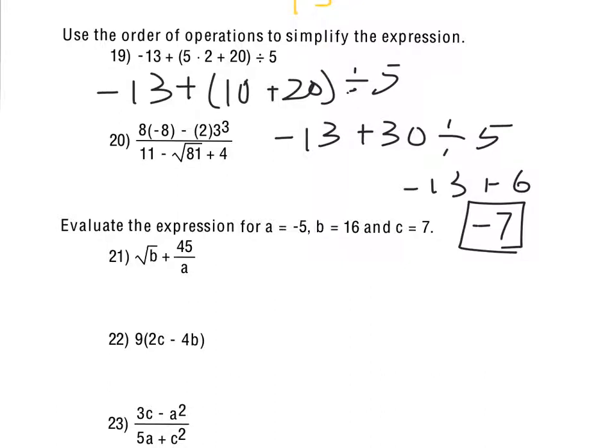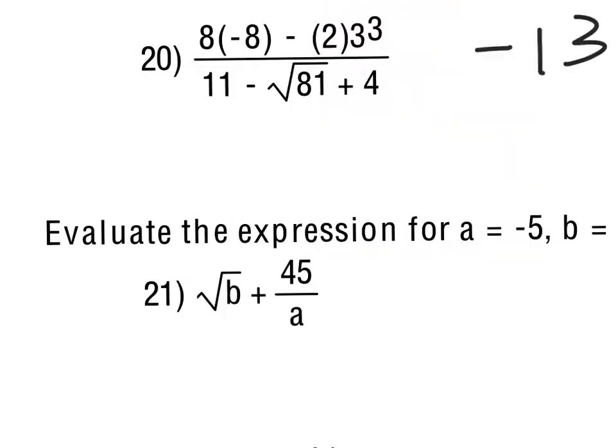20, see if I can sneak this one in here. All right, so give this one a shot. Okay, so in the numerator, I can do that 8 times negative 8 because it's separated from the other part of the numerator by subtraction. Here I should really cube the 3 first, which would be 27. In the denominator, I should square root the 81 first.